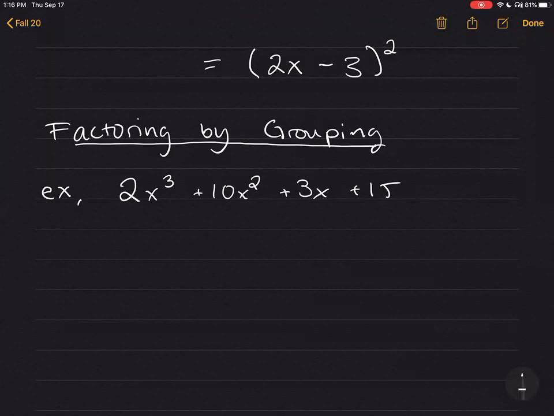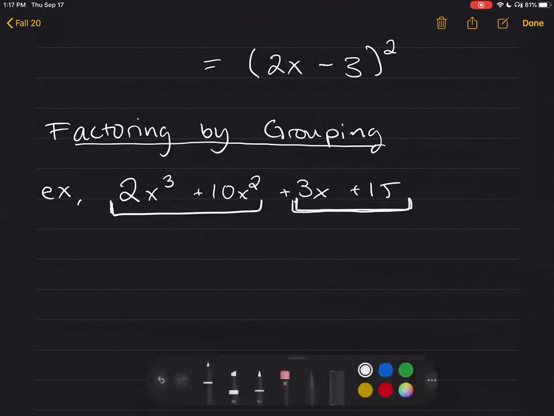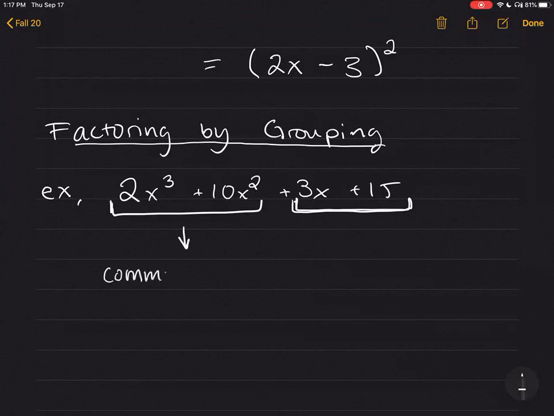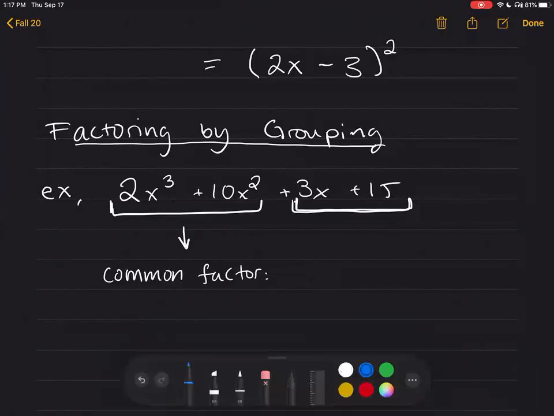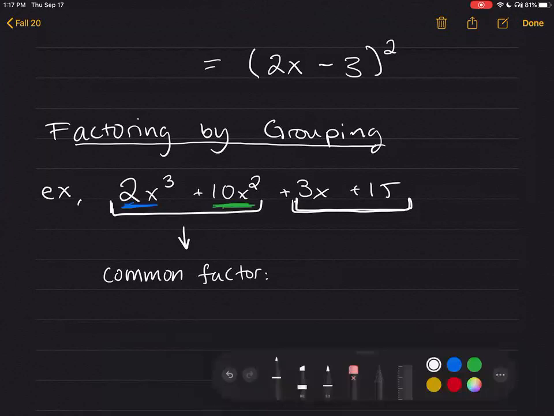So what I'm going to do, just because it's obvious, is take these two terms and group them together. I'm going to take these two terms and group them together. And now I'm going to look at each pair and ask, what is a common factor? The common factor between this term here and this term here, right? What can we pull out from both of them?